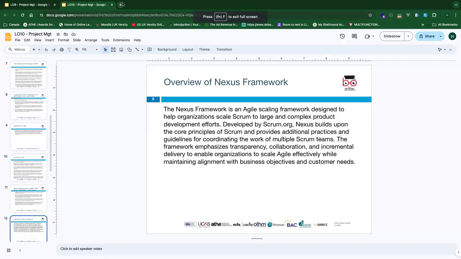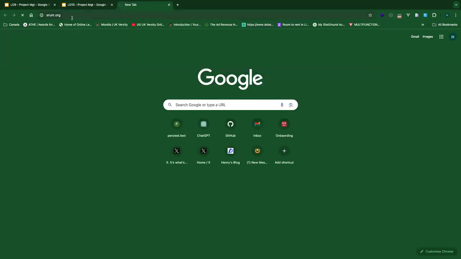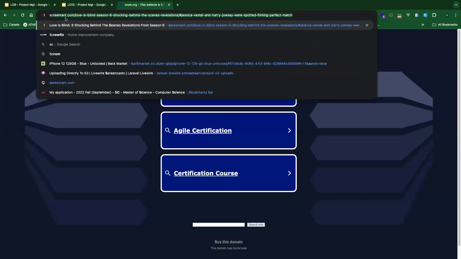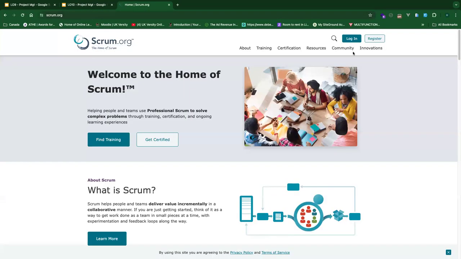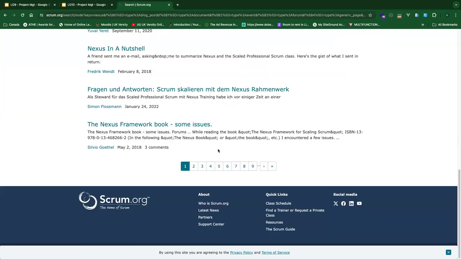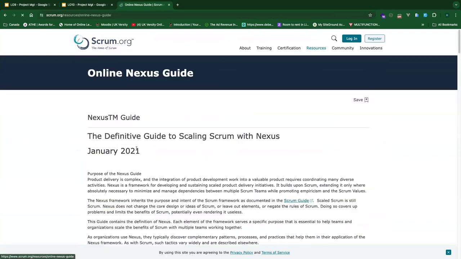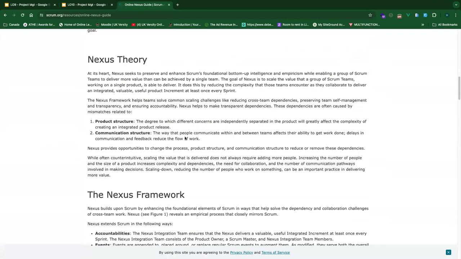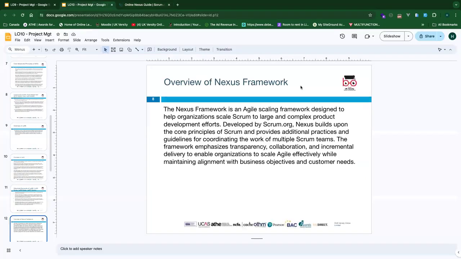And take a look at Scrum.org. My bad. Yeah. So they developed it. So you can find more about Nexus in this link.